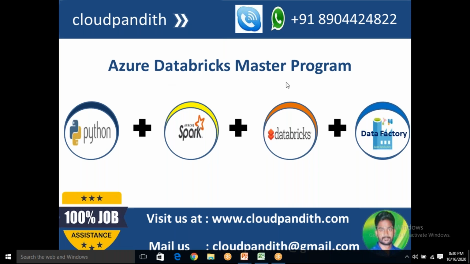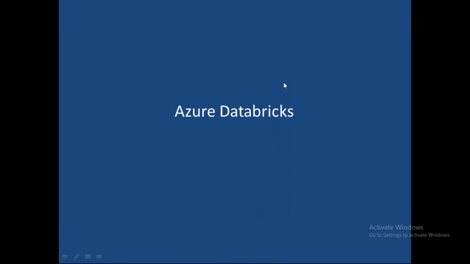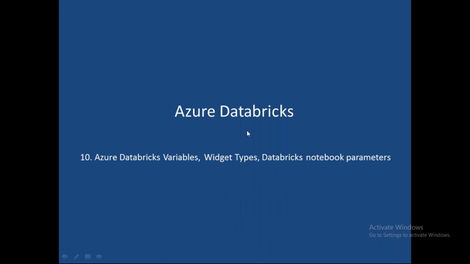In this Azure Databricks Master Program, this is our 10th session. In this session, we are going to see Azure Databricks Variables, Widget Types, and Databricks Notebook Parameters. By using widgets, you are going to receive dynamic parameters in your notebooks. Once you receive those dynamic values, you need to assign them to variables. So we are going to see how you can assign the widget parameter values to variables, how to create widgets, how to get the values from the widget, how you can remove the widget, and how you are using these dynamic parameters in the notebook. These are the things we are going to focus on today.